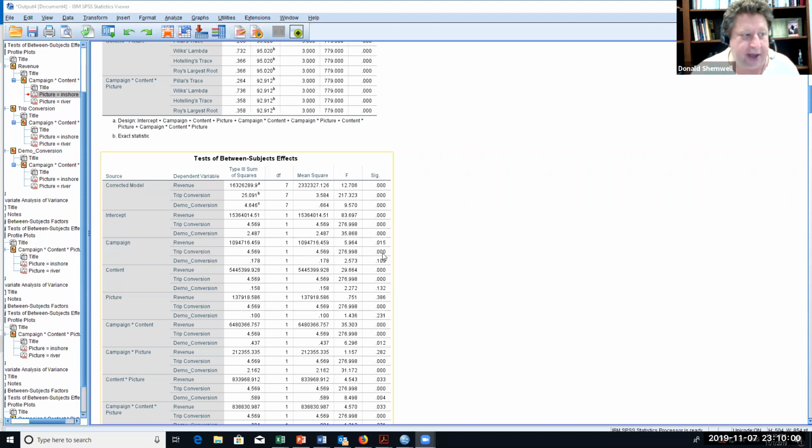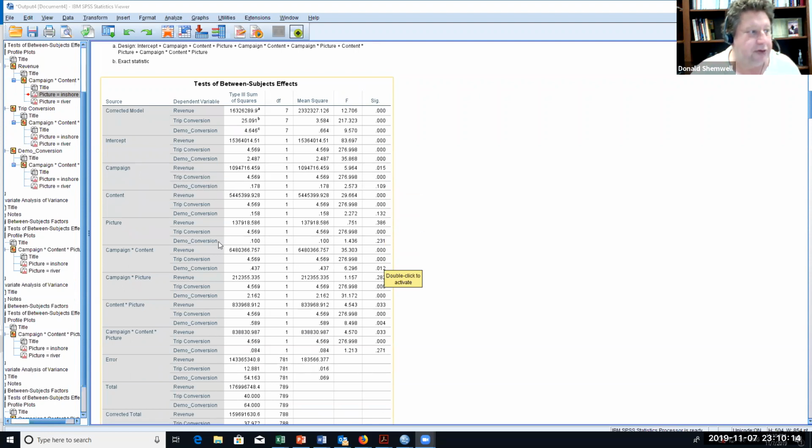Campaign has a significant relationship to trip conversion. One of those two does better. You've got to tell me which one is better. Campaign does not have an effect on demo conversion. You're done, and you say it's not significant. That's it. You don't have to talk about it anymore. The same thing for these others.